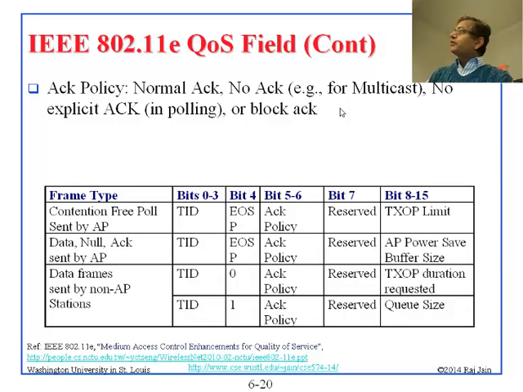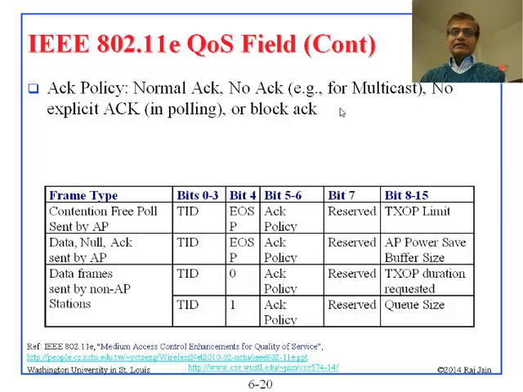And that could be that I want every frame to be ACKed. After you send every frame, you will get acknowledgement. Or I don't need any ACK for multicast. Or you could say I want no explicit ACK. So I'm just sending a poll message, please don't acknowledge me, just send me my frames. And or block ACK, which gives me, at the end of everything, the whole ACK.